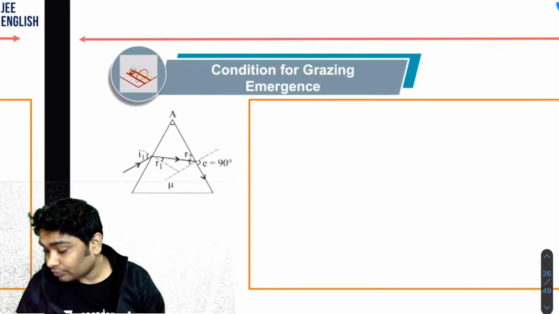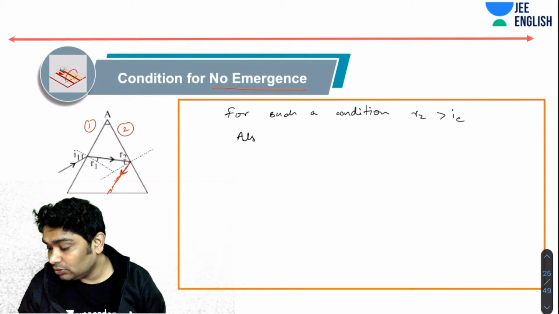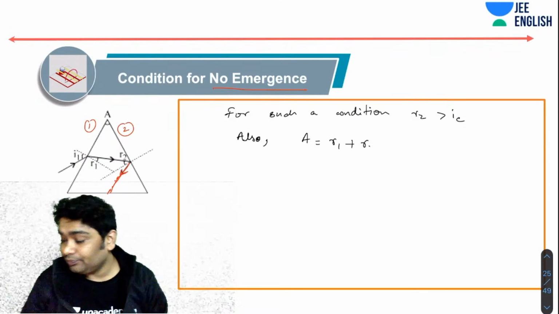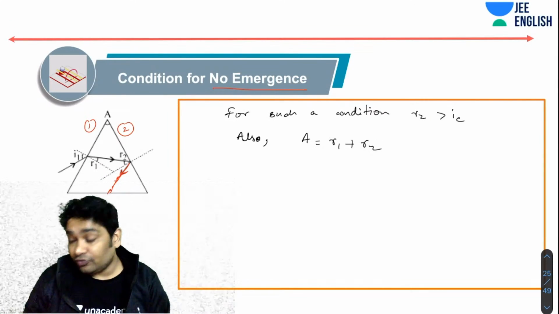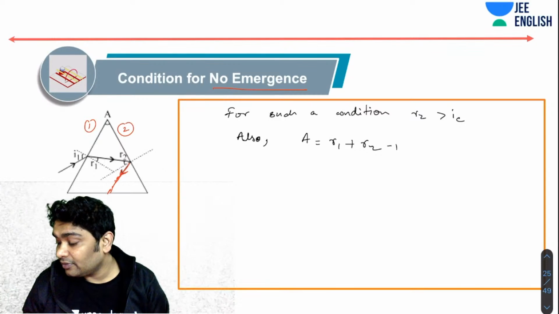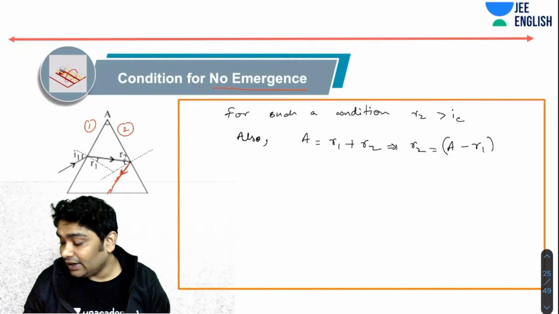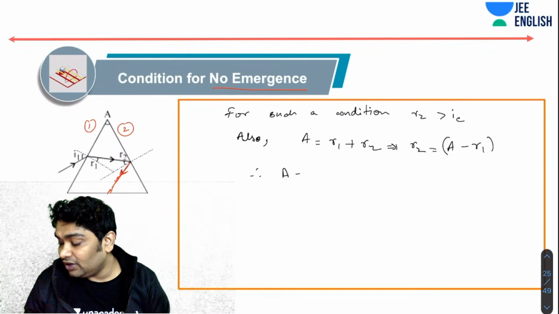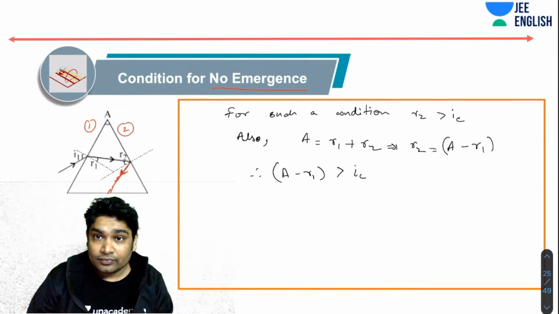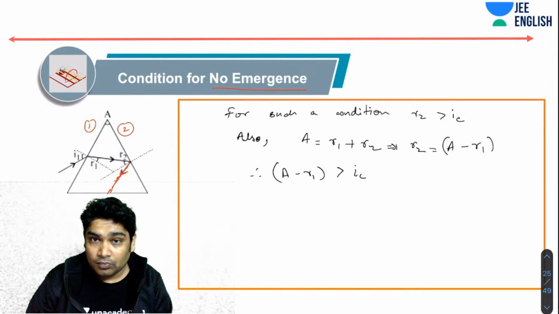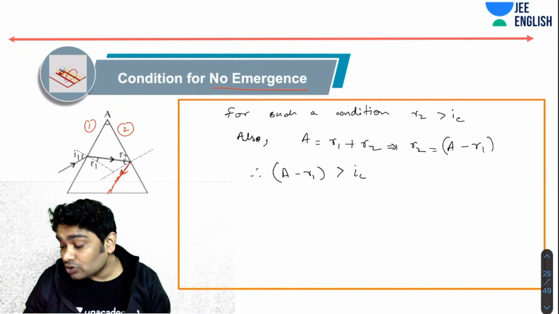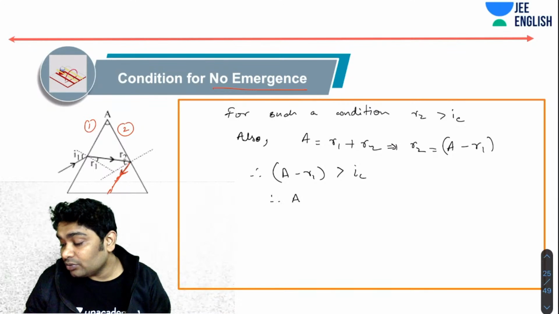Also, what you realize is that A equals R1 plus R2. So from here, I can say R2 was A minus R1. And can I say therefore A minus R1 should be greater than IC? Now I can also say therefore A should be greater than IC plus R1.